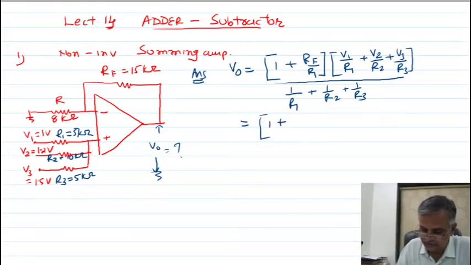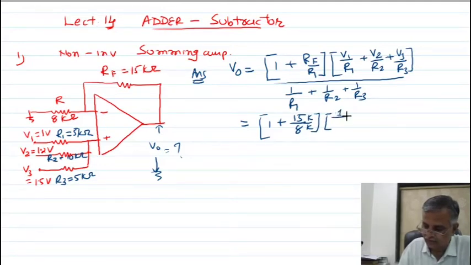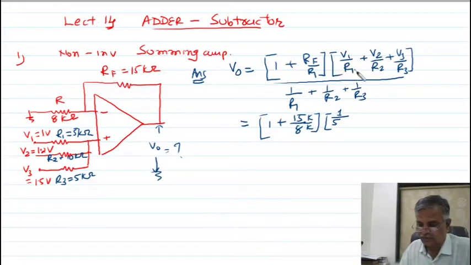This is 1 plus 15 by 8, kilo upon kilo, so it will be cancelled. This is 1 volt upon 5 kilo ohm, here I should write 10 kilo ohm, here 5 kilo ohm, so I'll take 10 raised to plus 3 common. All will come as 10 raised to minus 3, so it is taken common.